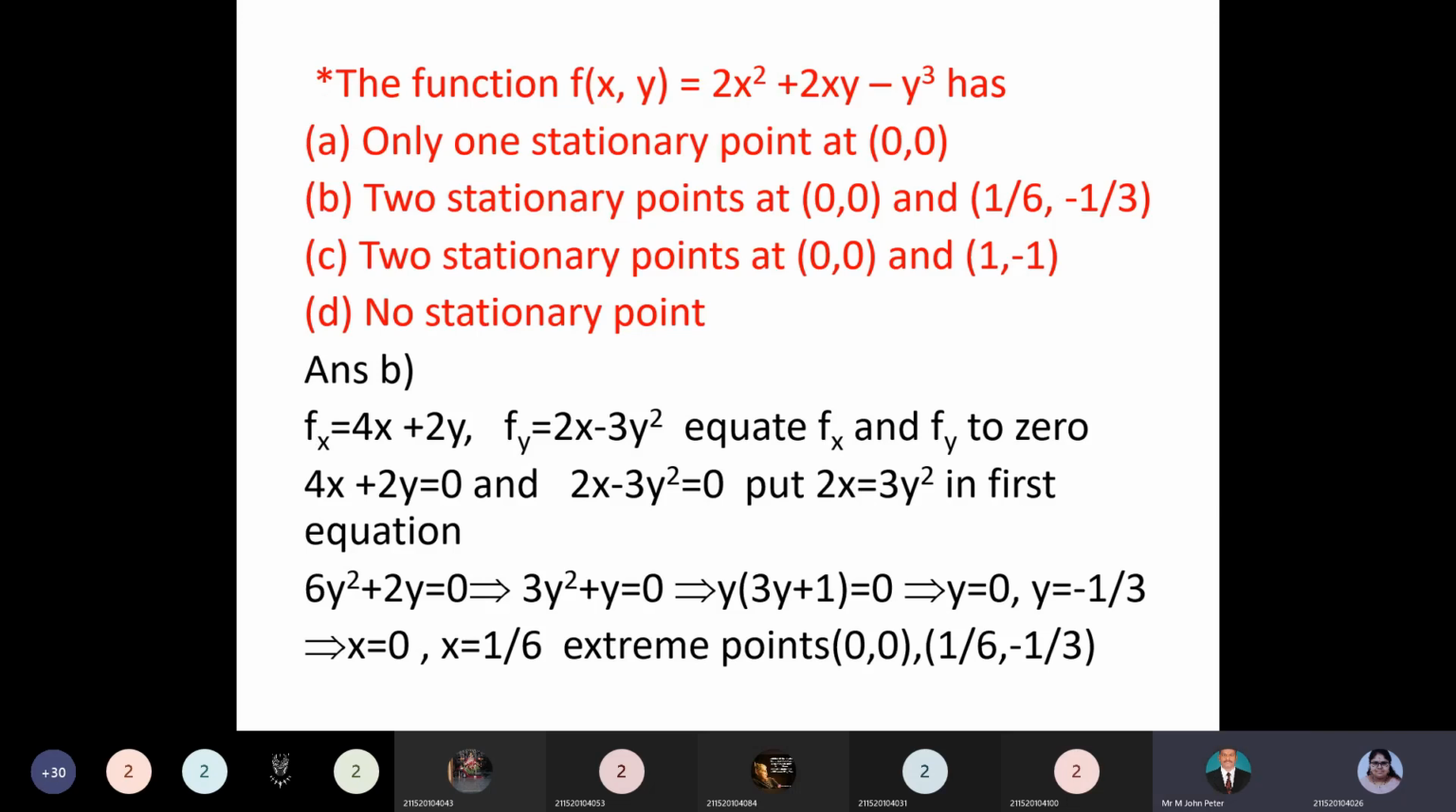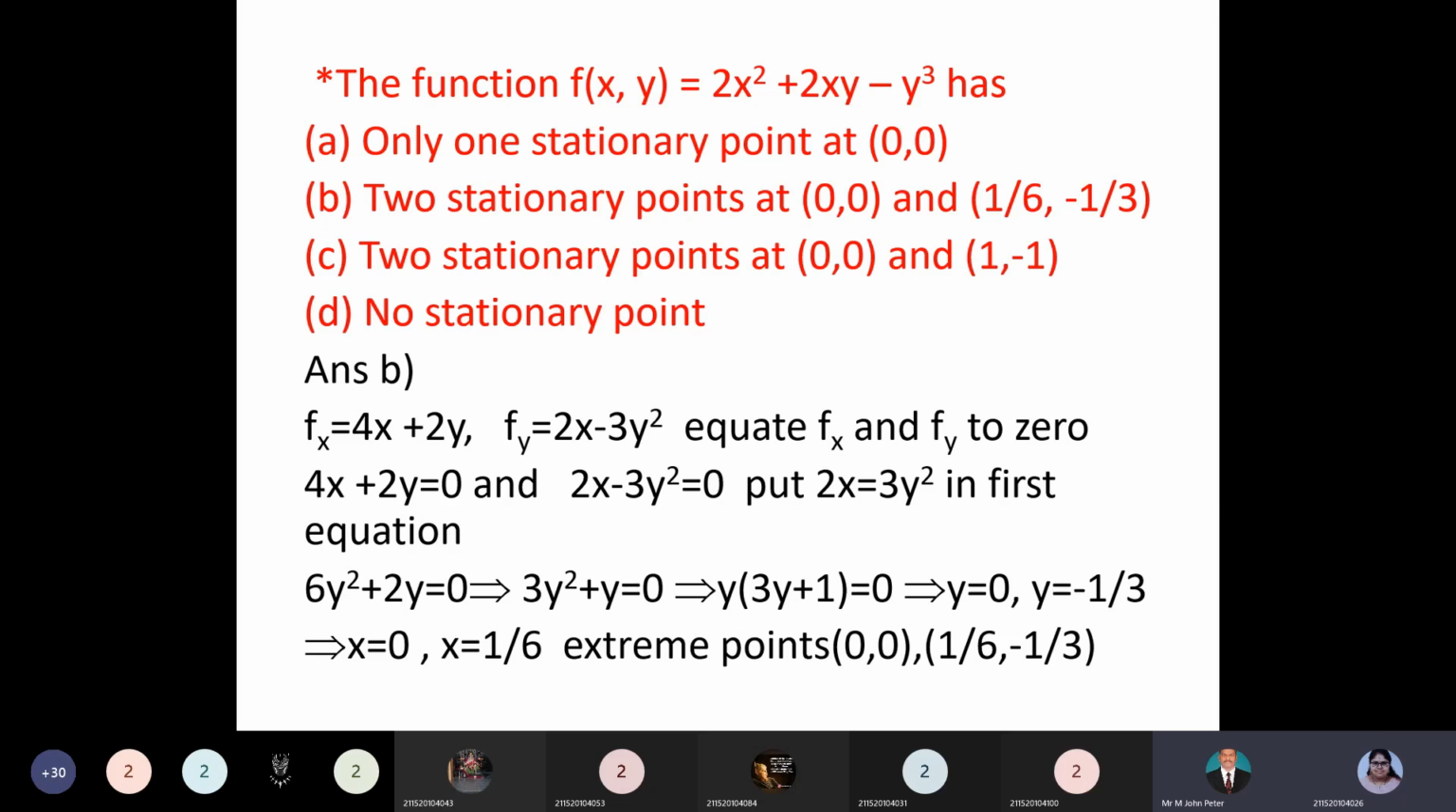Substituting in the relationship 2x = 3y², you will get the x value. So x = (3/2)y². For y = 0, x = 0 as well. Now for y = −1/3, (3/2) into 1/9 simplifies to 1/6. Make it in coordinate form. When we substitute, x = 0 gives y = 0, so (0, 0) is one point. Another one is (1/6, −1/3).